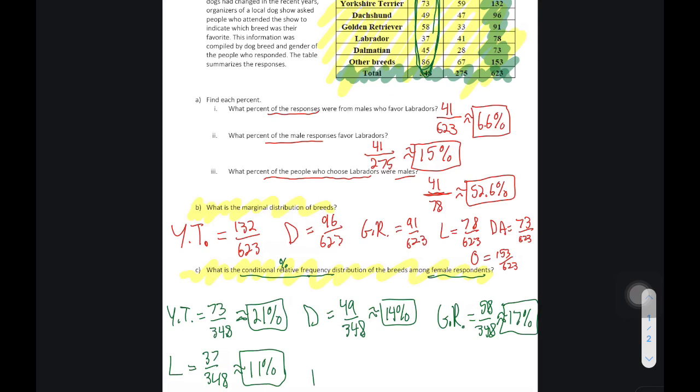Percent. Dalmatian, DA, 45 out of 348. Percent. And the last one, the other breeds, 86. Which is about 25%.